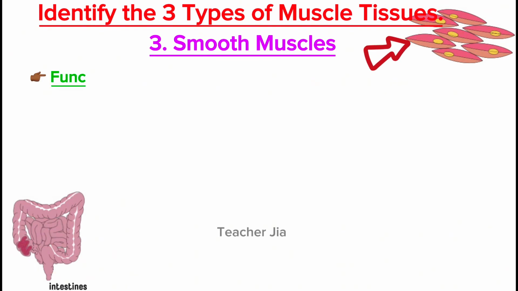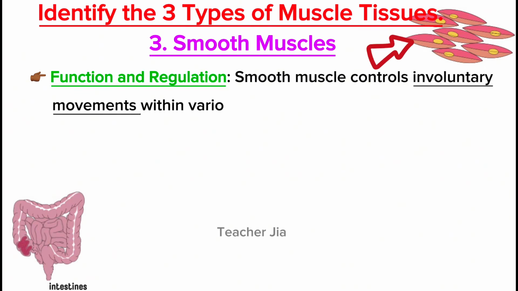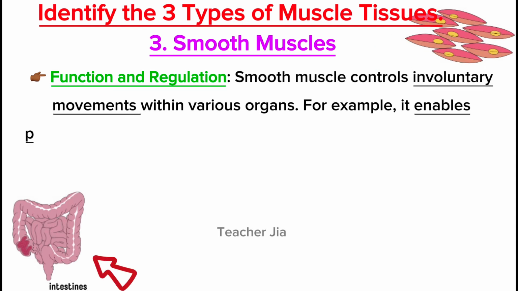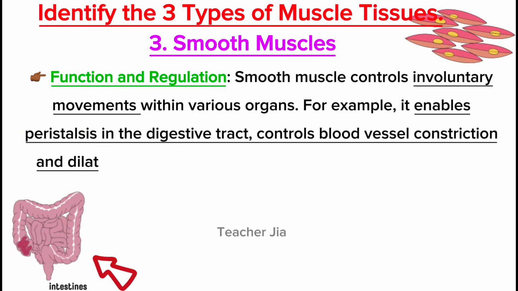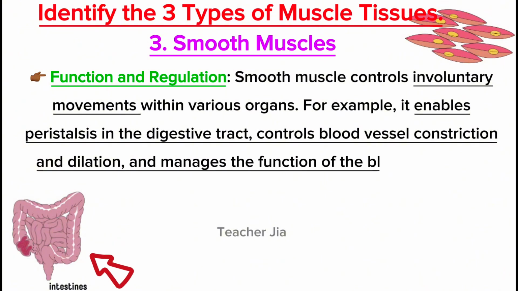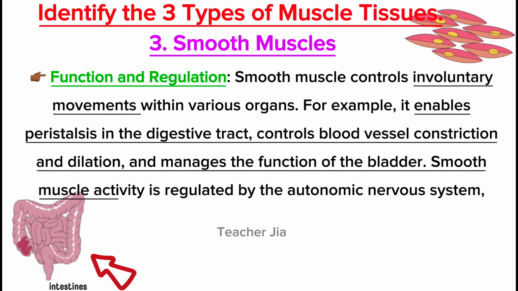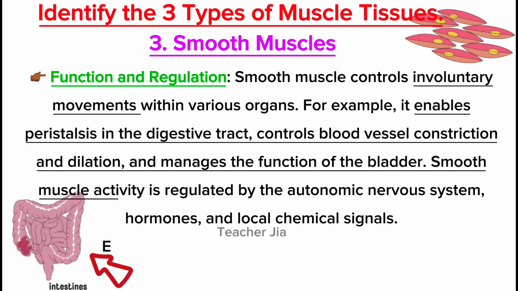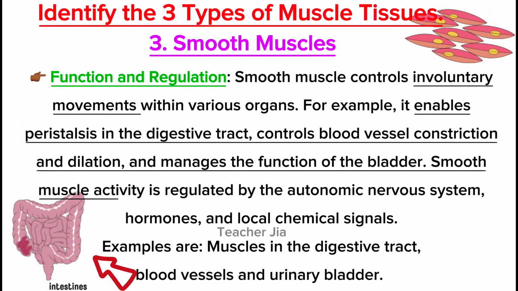In function and regulation, smooth muscle controls involuntary movements within various organs. For example, it enables peristalsis in the digestive tract, controls blood vessel constriction and dilation, and manages the function of the bladder. Smooth muscle activity is regulated by the autonomic nervous system, hormones, and local chemical signals. So examples are muscles in the digestive tract, blood vessels, and urinary bladder. Those are all smooth muscles.